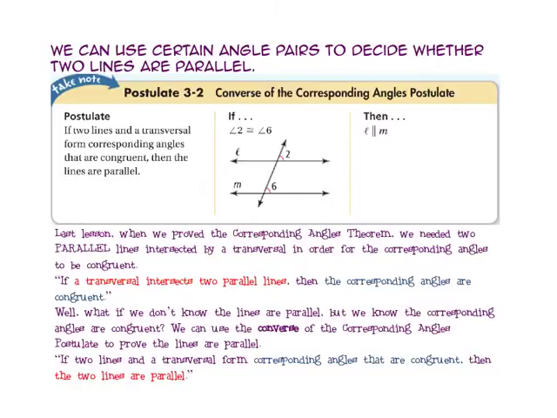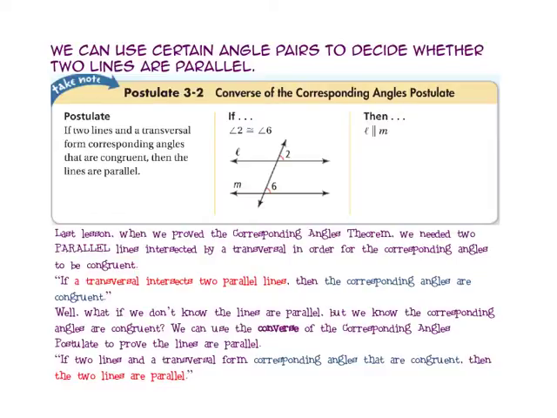In the converse of the corresponding angles postulate, if two lines and a transversal form corresponding angles that are congruent, then the lines are parallel. So if angle 2 is congruent to angle 6, then line L is parallel to line M.